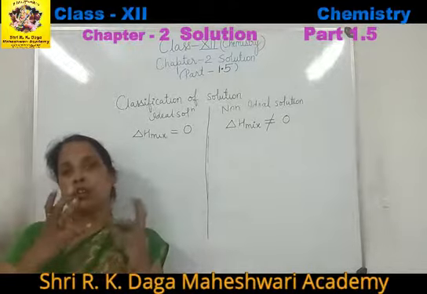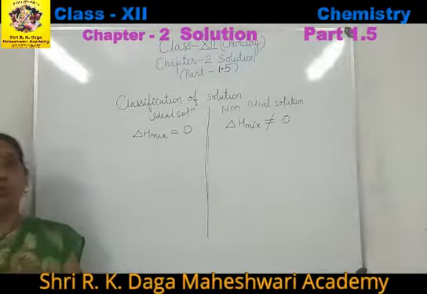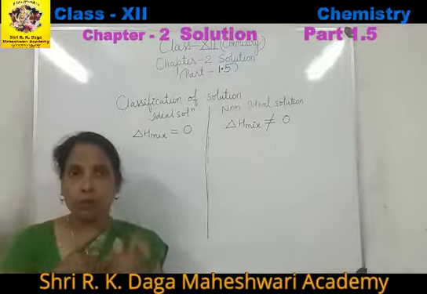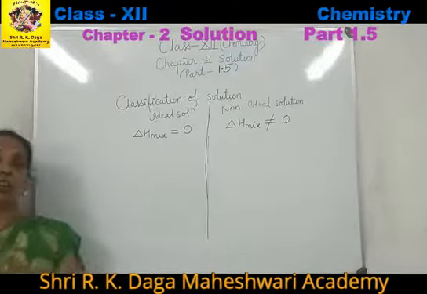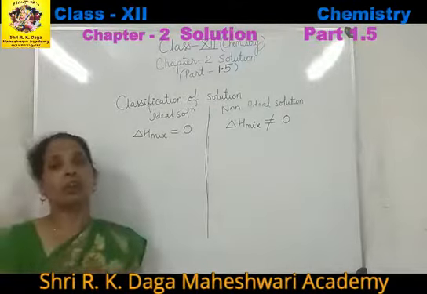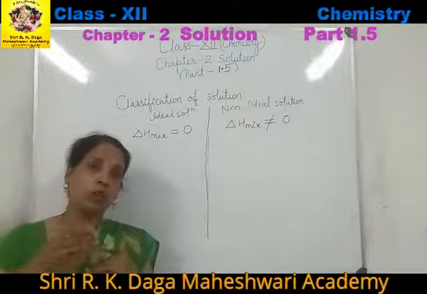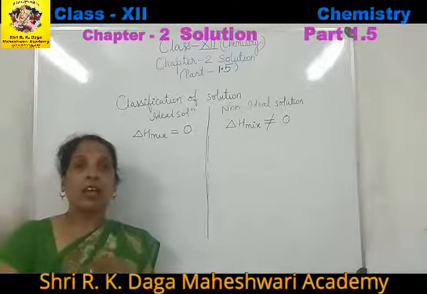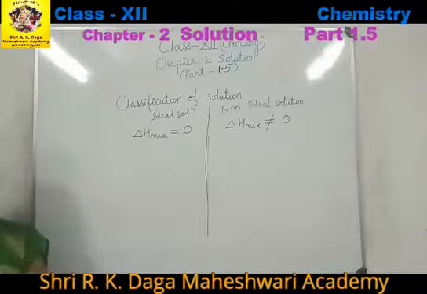Third, during the formation of ideal solution, whenever we mix the two components, the change in volume after mixing is always equal to 0, means the volume of solution neither increases nor decreases. But in case of non-ideal solution, whenever we mix the two components, the change in volume after mixing is not equal to 0. It means the volume of the solution will either increase or decrease.